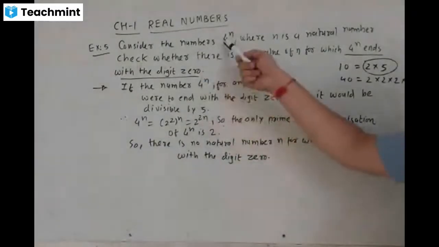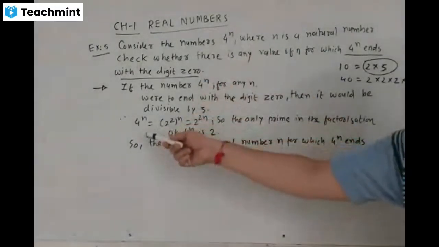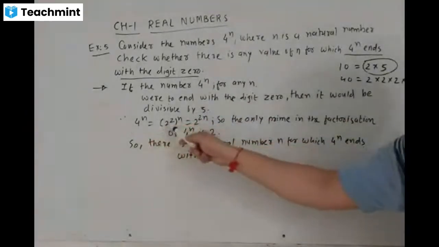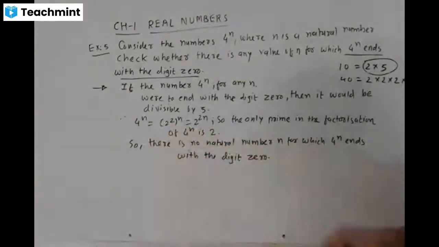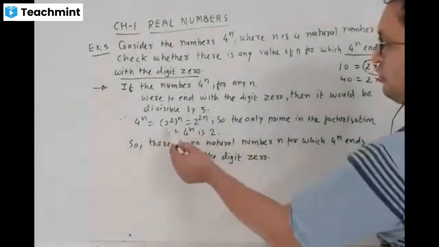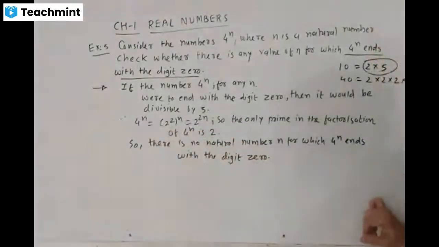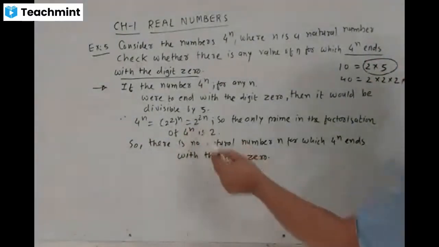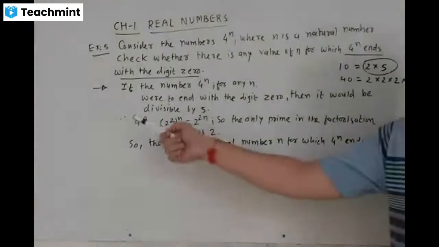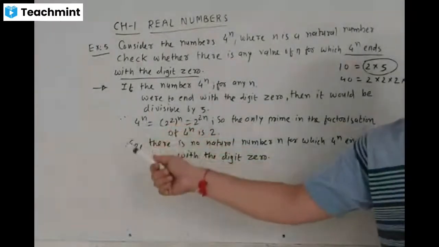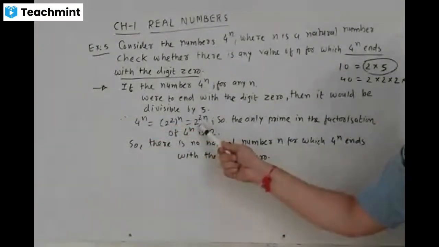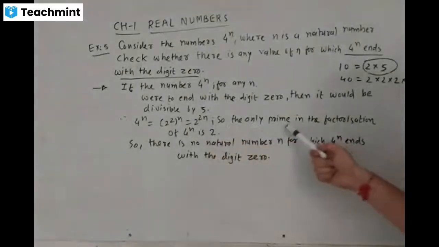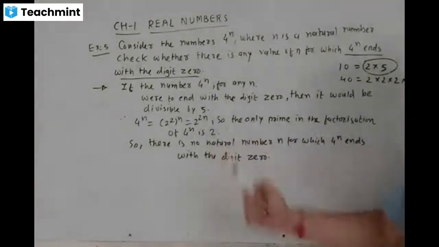Okay, so here the number is 4 raised to n. What is the prime factor of 4? That is 2 square. Prime factor of 4 is 2 squared, and raised to n, that is 2 into n, equal to 2n. Therefore 2 raised to 2n. So what is the prime factor of 4? Prime factor of 4 is 2 only. So the only prime in the factorization of 4 raised to n is 2.